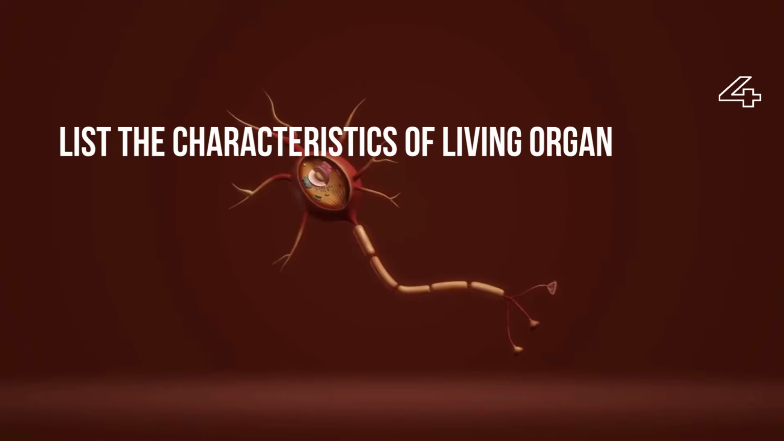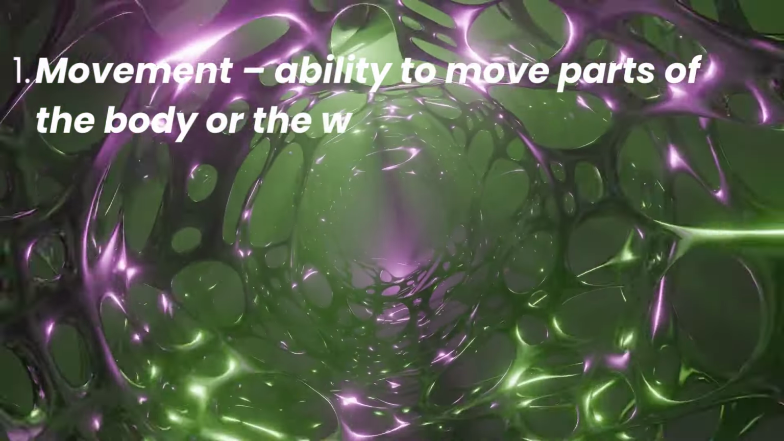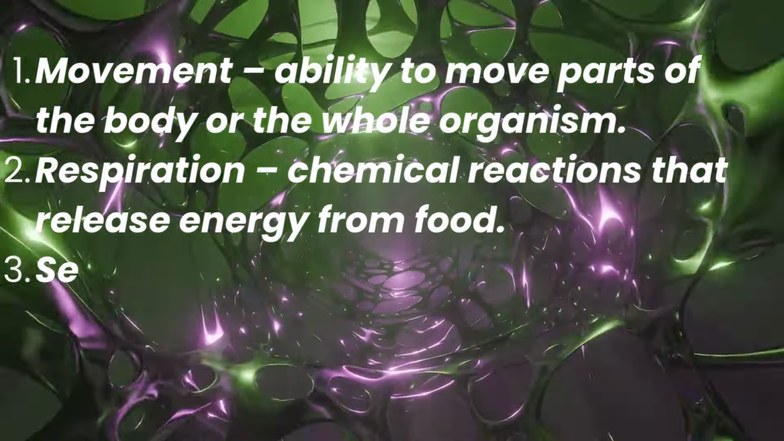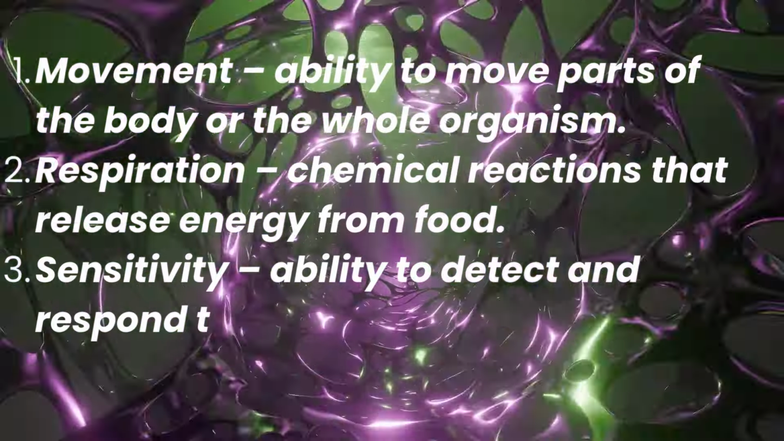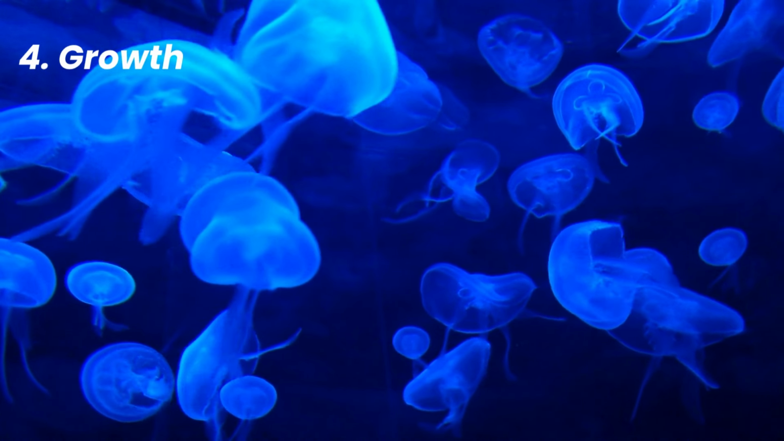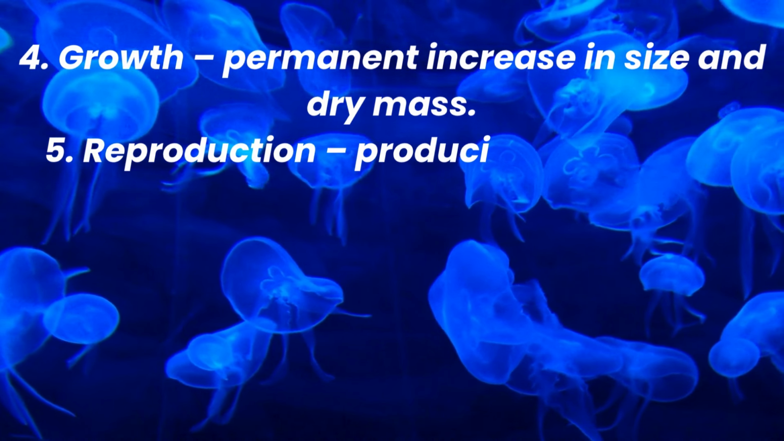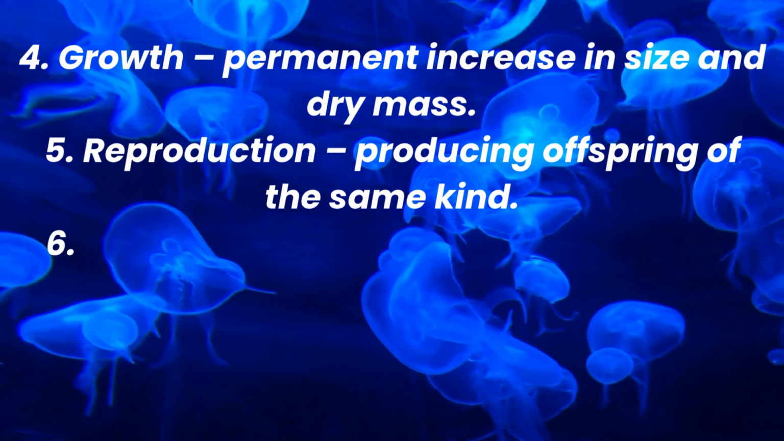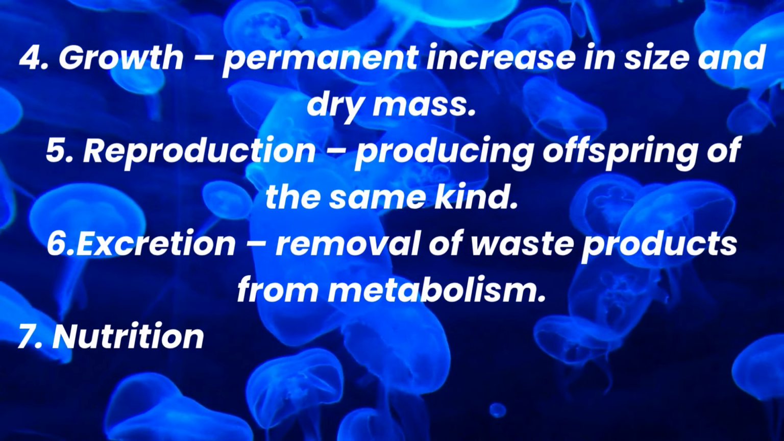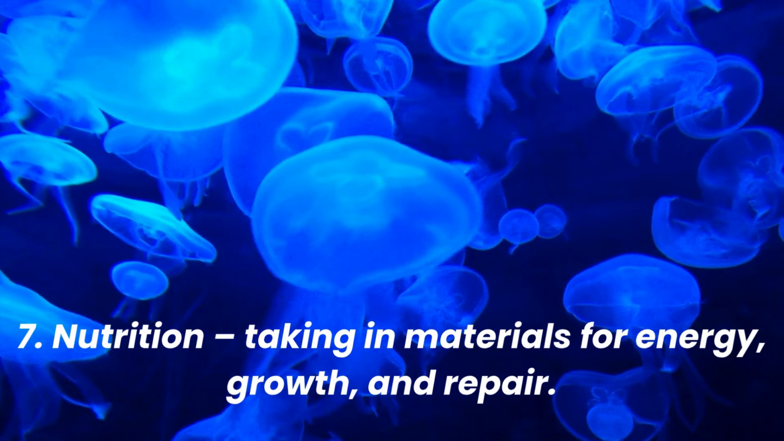List the characteristics of living organisms. 1. Movement, ability to move parts of the body or the whole organism. 2. Respiration, chemical reactions that release energy from food. 3. Sensitivity, ability to detect and respond to changes in the environment, stimuli. 4. Growth, permanent increase in size and dry mass. 5. Reproduction, producing offspring of the same kind. 6. Excretion, removal of waste products from metabolism. 7. Nutrition, taking in materials for energy, growth, and repair.